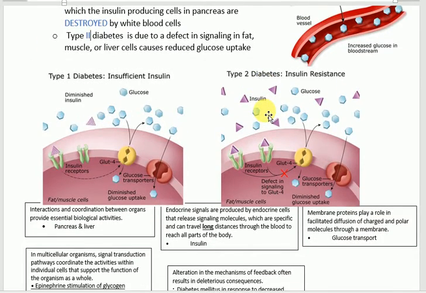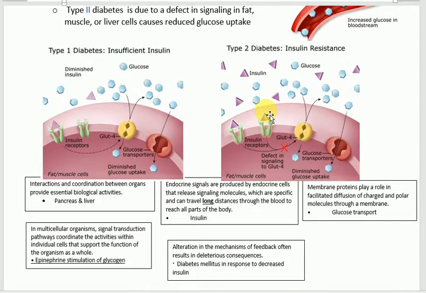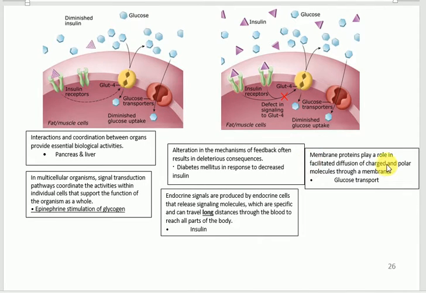So you can see in these diagrams here, in type 1, there is a diminished amount of insulin, and so that glucose is not taken up into the cells. In type 2, you can see that there is an insulin resistance happening. I want to also point out here that these are the must-knows according to AP related to insulin and the pancreas, etc. So make sure that you look those over.